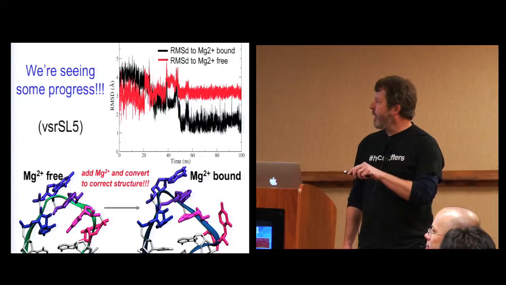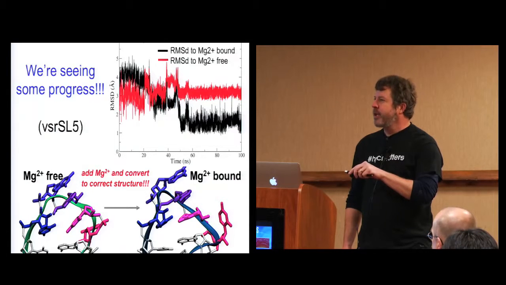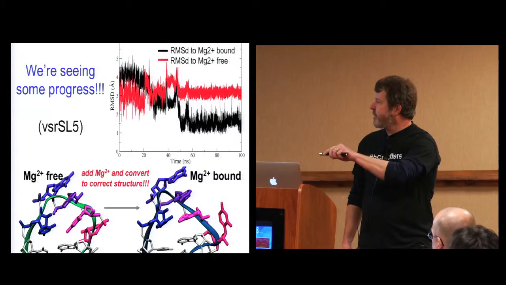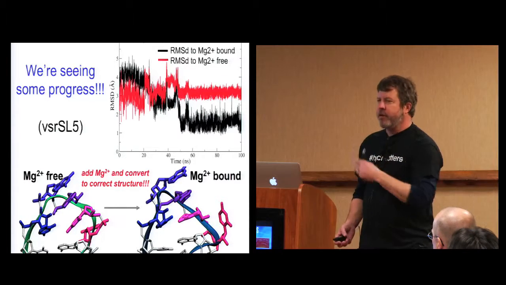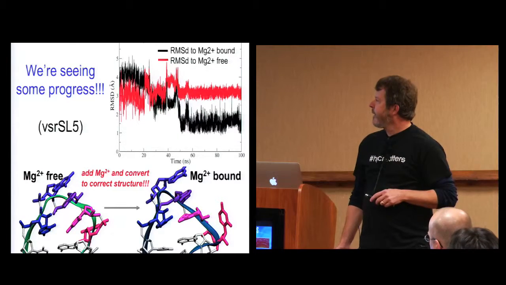And we can throw a magnesium molecule into these simulations. This is the piece of the RNA. You don't see the water and the ions that are there. But if we add in magnesium, we can convert to that correct structure, which is pretty exciting.